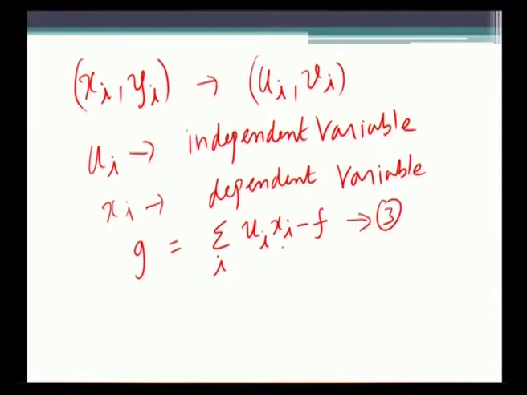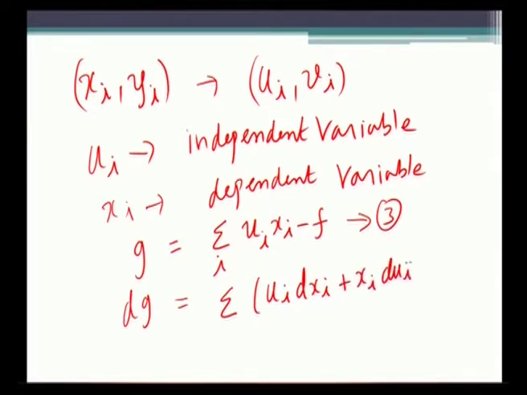So, we define a new variable g, which is a function of u and xi. Now, the full differentiation of this g, that is the variation in g, can be expressed as dg is equal to summation of ui into dxi plus xi into dui minus df. This is how the change in g can be mathematically expressed.